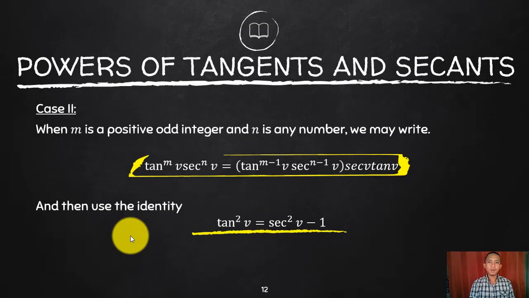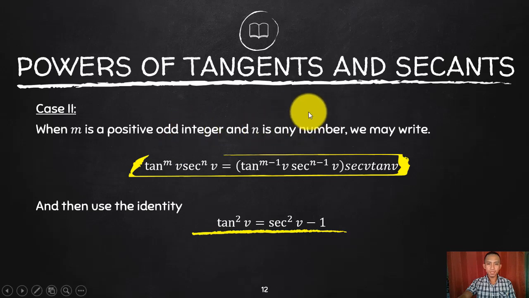Okay, second case for tangents and secants. If m is a positive odd integer and n is any number, what are we going to do now? So n is not even, so we cannot factor out secant squared outside. Since if we do that, what will be left is odd, so we cannot transform that one using the identity secant squared.